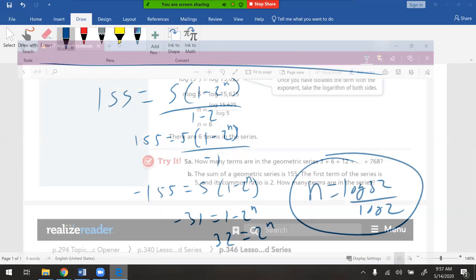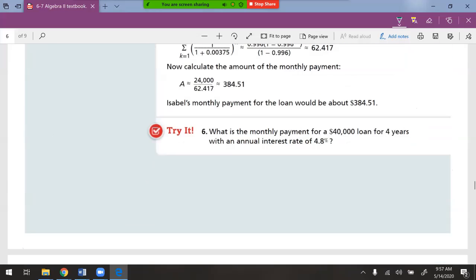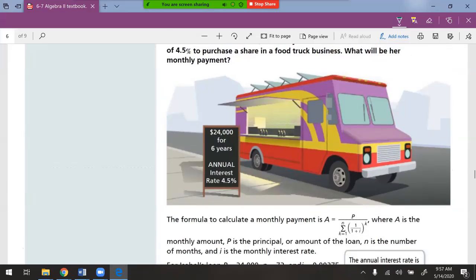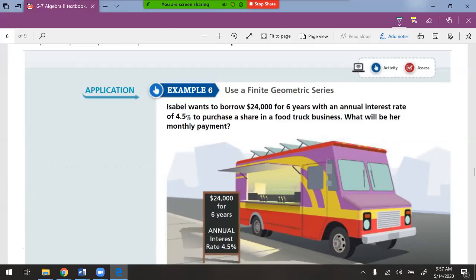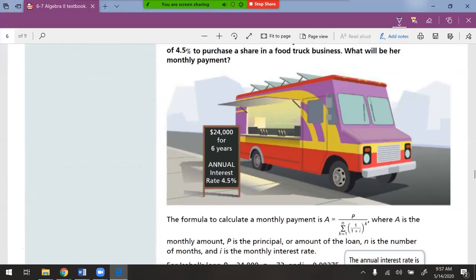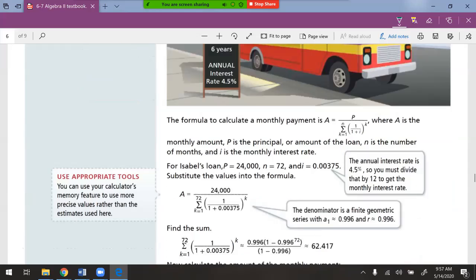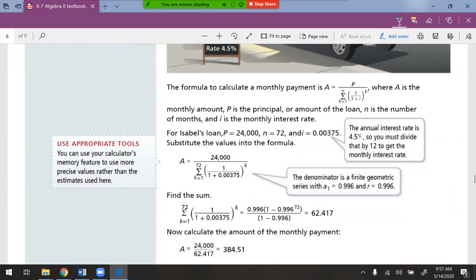Okay, last example, then we're done with Algebra 2. Isabel wants to borrow a $24,000 loan for 6 years with an annual interest of 4.5% to purchase a share in the food truck business. What will be your monthly payment? We're using this equation here. Well, that's actually not that bad.